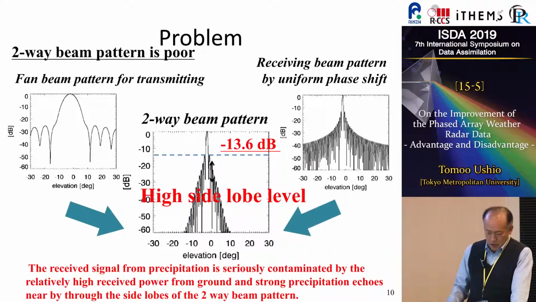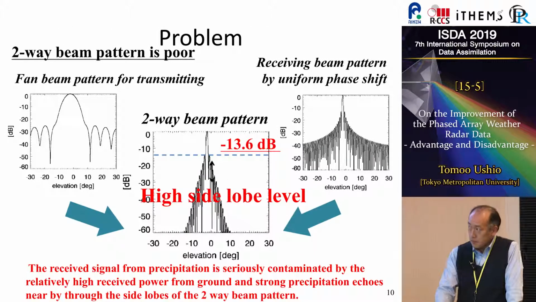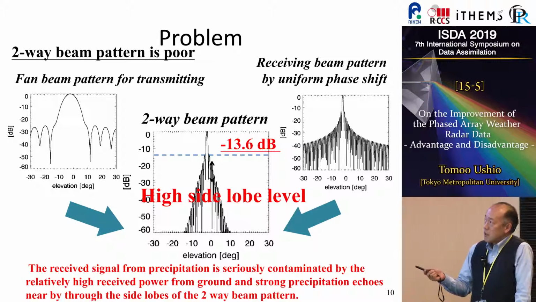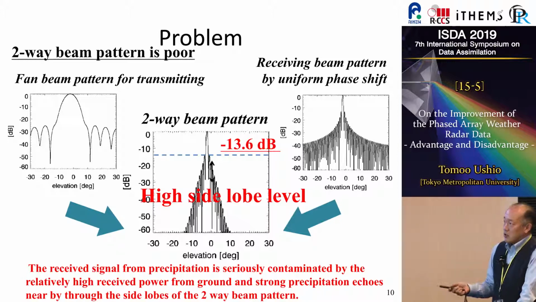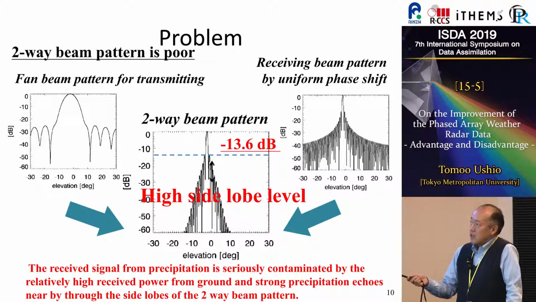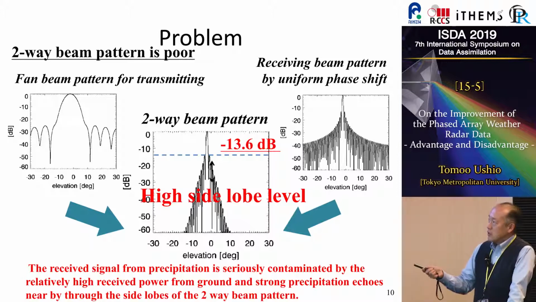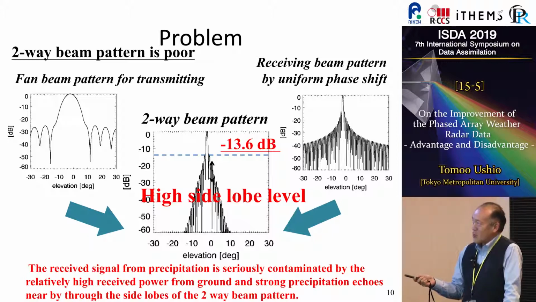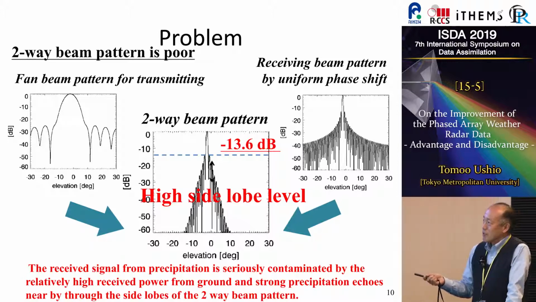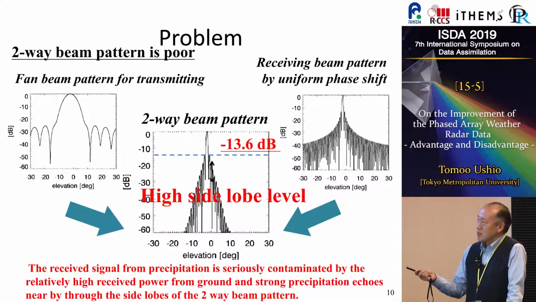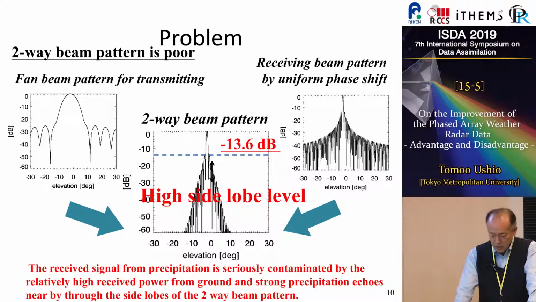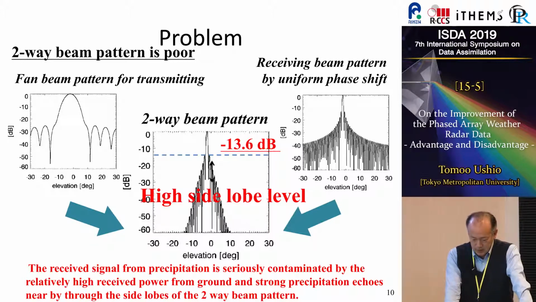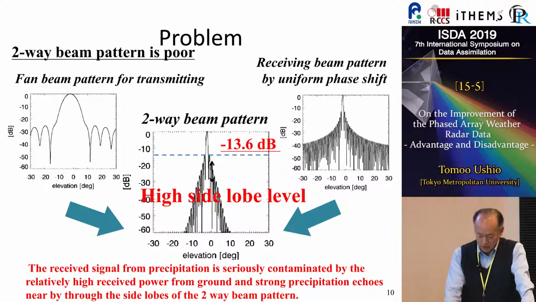What is the actual problem in the phased array radar system? Actually, the problem is here: the two-way beam pattern is poor. I said that in the digital beamforming technique, we transmit a fan beam. That means the main beam is very fat, and because of that, the side lobe is also high. The peak side lobe level of the two-way beam pattern is minus 13.6 dB, which is higher than the conventional parabolic type radar system. This causes the strong ground clutter in our radar system.